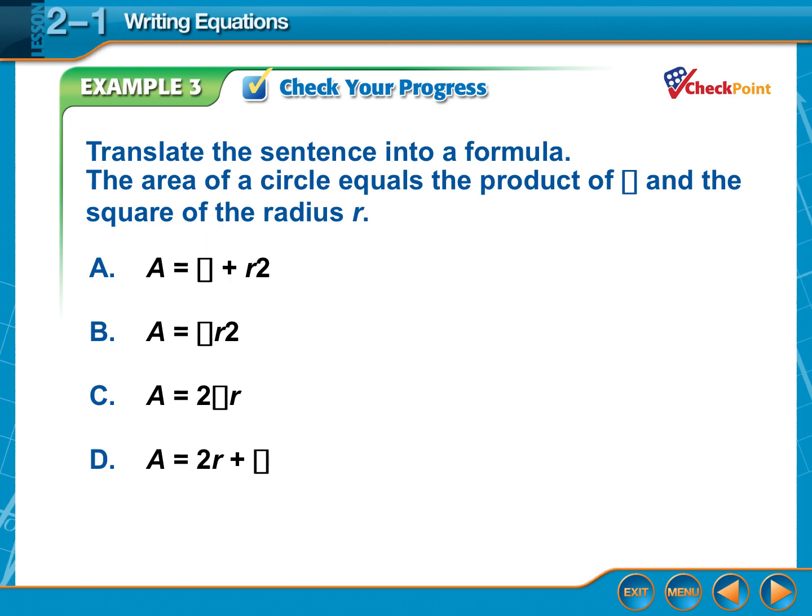So it says the area of a circle equals the product of pi and the square of the radius r. How can we represent area? A, capital A, yep. Equals, so I put an equal sign. What does product mean? Multiply. So the product of pi and the square of r, the radius. What does square of radius r mean? It's square, not 2r, it's going to be r to the second power, yep. So let's read it again. The area of a circle equals the product of pi and the square of the radius. So you guys got B? Nice.